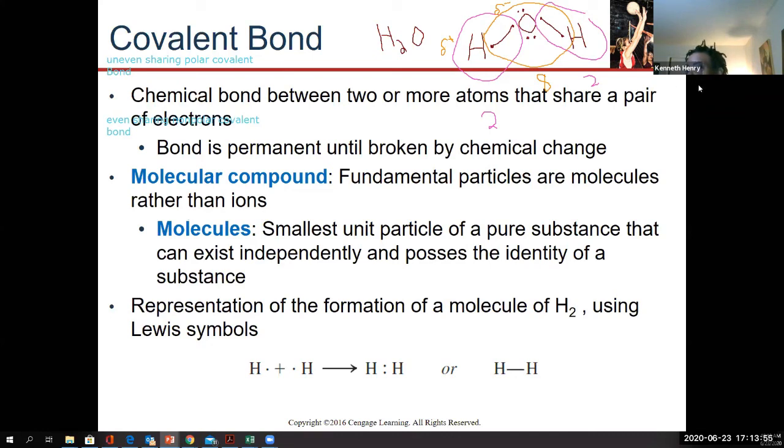Okay, so remember when we talked about a molecule? A compound can be a molecule, right? So we're going to add a little more definition to that. We could have a molecular compound or an ionic compound. A molecular compound is one that forms covalent bonds. An ionic compound forms ionic bonds, okay? So molecular compounds are molecules rather than ions.